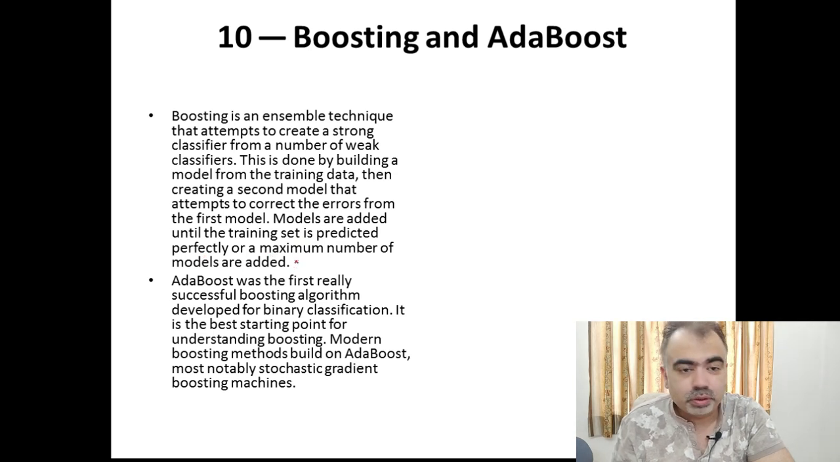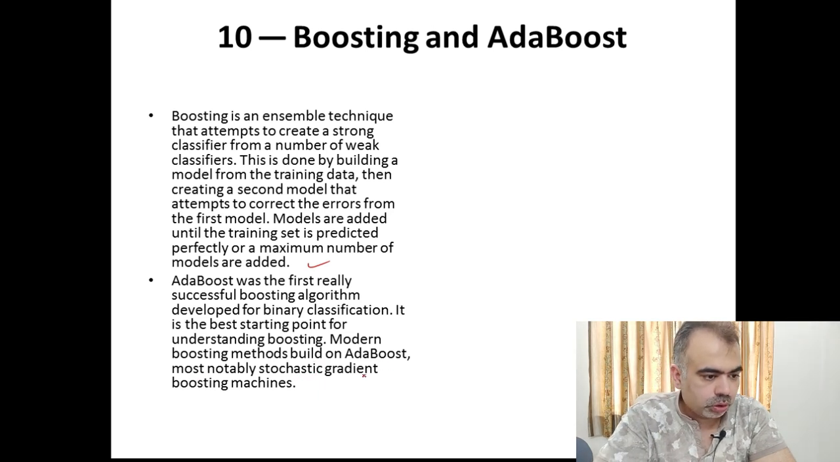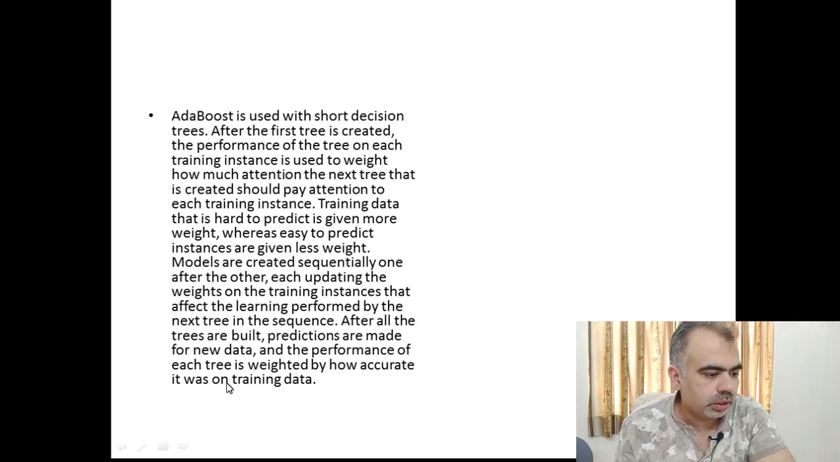Boosting is also one of the algorithms which is very important to increase the accuracy on the particular training set it is used for. AdaBoost was the first really successful boosting algorithm developed for binary classification. It is the best starting point for understanding boosting. Modern boosting methods build on AdaBoost, most notably stochastic gradient boosting machines. So moving towards the next one, AdaBoost is used with short decision trees.